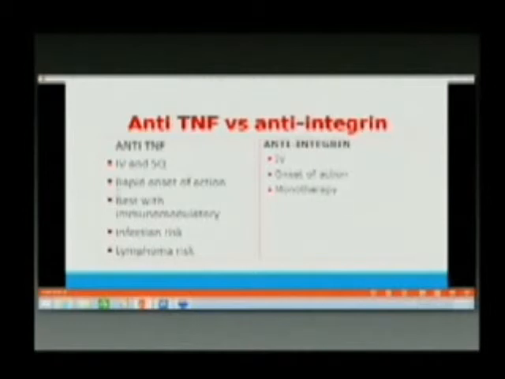Anti-TNF, especially your infliximab, has rapid onset of action. You have studies wherein immunomodulator therapy can be combined with your anti-TNF, your SONIC trials and your SUCCESS trials. The thing you have to remember with your anti-TNF is the risk of infection and, of course, the risk of lymphoma. As opposed to your anti-integrin, especially your vedolizumab, only given IV, there's delayed onset of action.